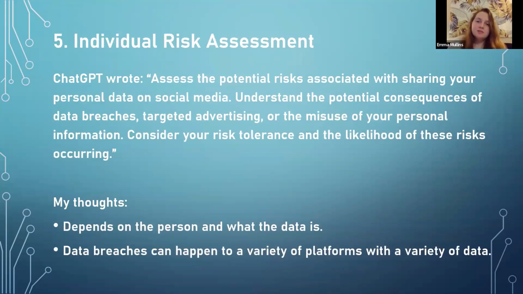Individual risk assessment. So personal, what is your personal data? What does it say? What would you give up if it were to be breached? Data breaches happen a lot, and on a variety of platforms. It could be with a bank, it could be social media, it could be emails. So it really depends on what platform your data is being breached from as well.